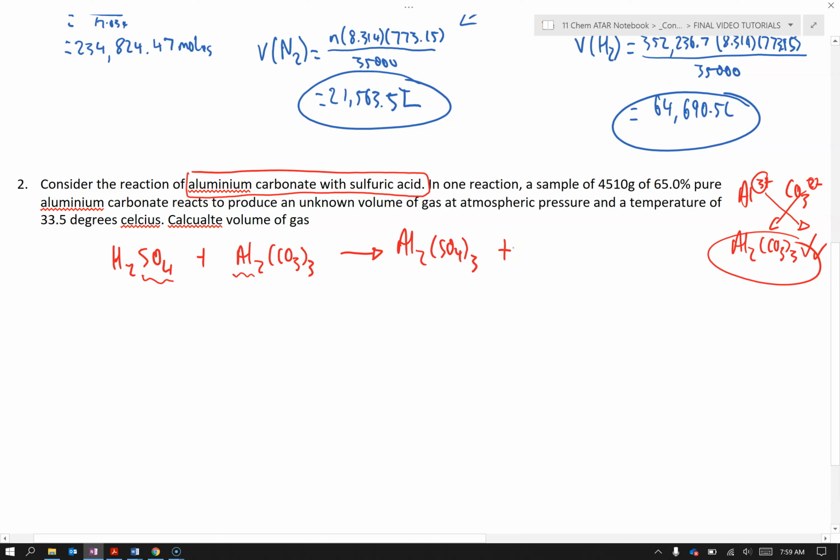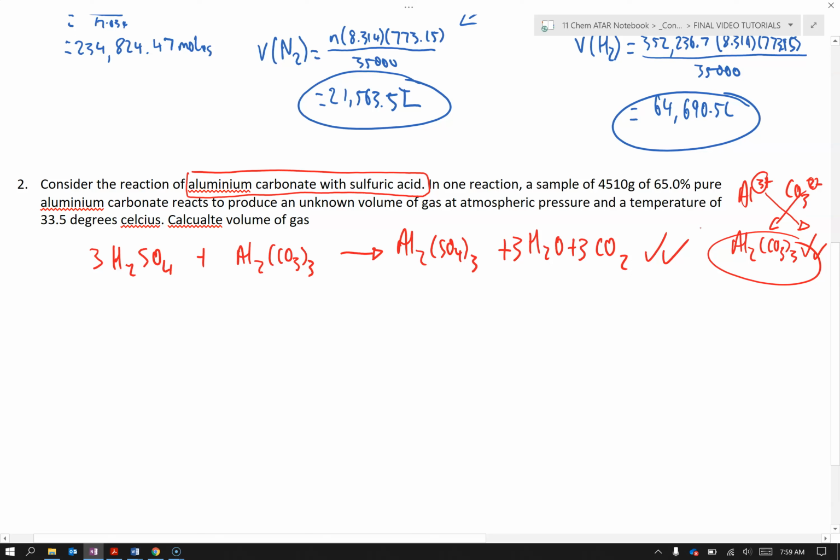Whenever I react a carbonate with an acid, it is also a neutralization reaction. What is the most neutral of all? H2O, and then all that's left is my unknown gas of CO2. Is that balanced? No, it's not. Let's chuck a 3 in front of that, and a 3 in front of that, and a 3 in front of that, and now we have a balanced chemical equation.